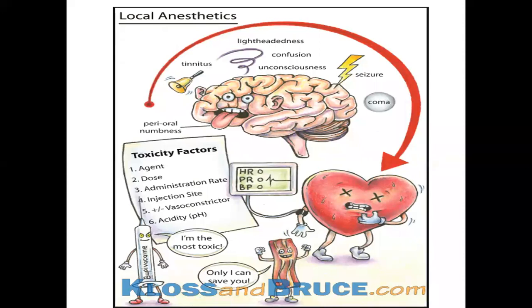Administration rate is also a very important factor. If you are injecting very rapidly, there are more chances that you can inject into the artery or the vein. Injection site, we just discussed which sites are more prone to the development of toxicity. And if you add a vasoconstrictor like adrenaline to the local anesthetic, the rate of absorption is delayed, but the duration of action of those drugs increases, so it plays a very important role. pH is also very important. As I told you, these drugs are available in acidic pH, and when injected into the tissues, their pH increases and they become more basic rather than acidic. The more acidic the drug, the more chances of these toxic effects.